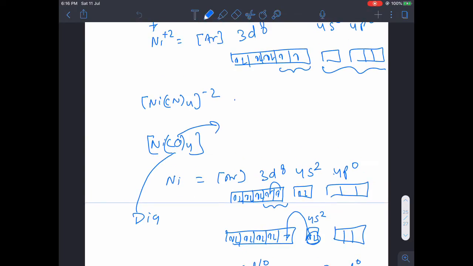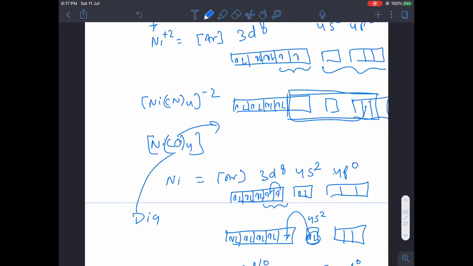because of the cyanide ion, the pairing will be there. So one of the d orbitals will be available, so it will use 1 s and 2 of the p orbitals. So the whole hybridization will be dsp2, so it will be square planar. So this is square planar.